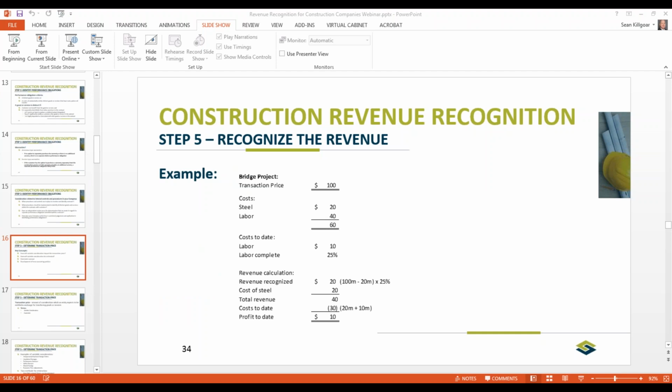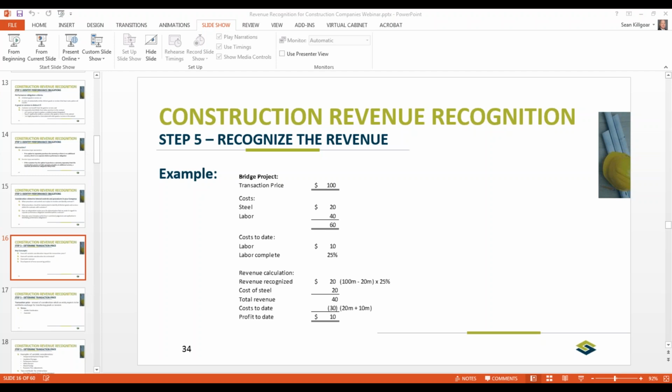I don't want to get too granular, but you can see the contract with the transaction price is $100 million. We have $20 million of steel, $40 million of labor for a total cost of $60 million. You come down and we say, hey, look, we have the steel on site. We've done $10 million in labor, so our labor is 25% complete. So we recognize the revenue based on that labor of 25% complete. So we take the transaction price, we back out the steel, and we recognize $20 million of revenue.